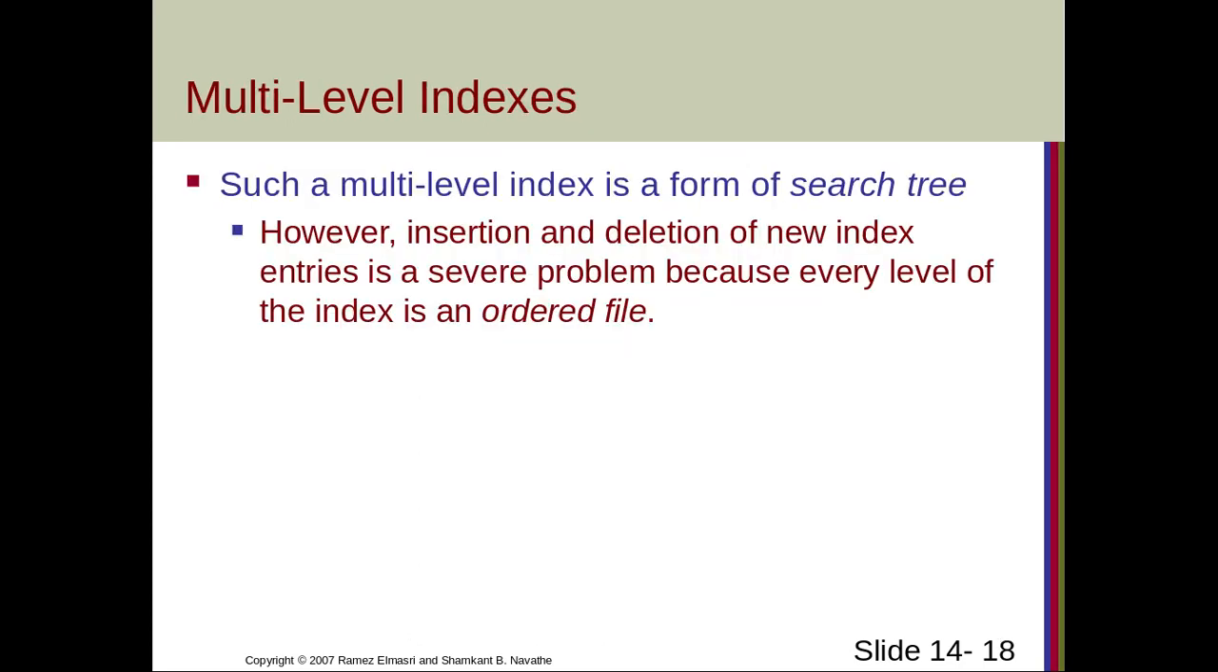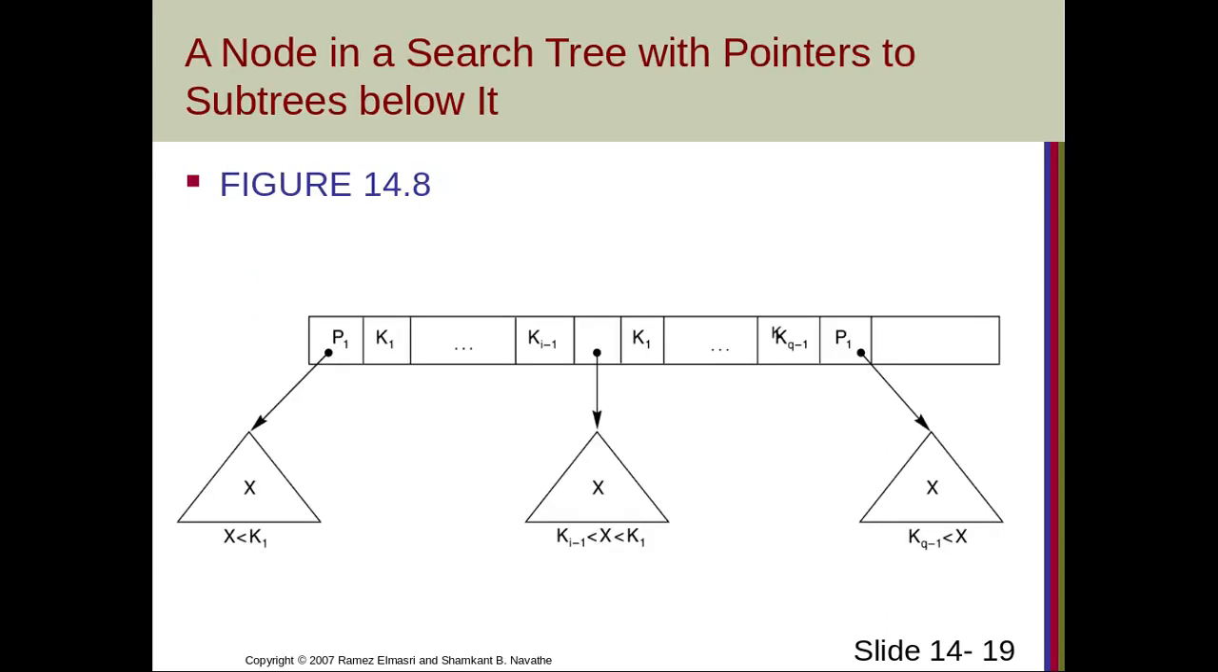So that's all about multi-level indexes. Now, a node in a search tree with pointers to subtrees below it. See here, this is a node. Suppose that here we have P1, K1, P2, K2, etc., Ki minus 1, Pi minus 1, Pi, Ki, and so on.